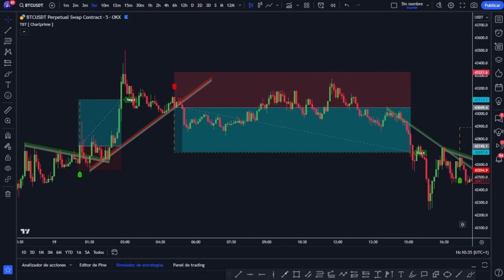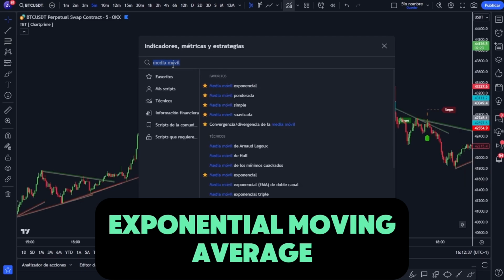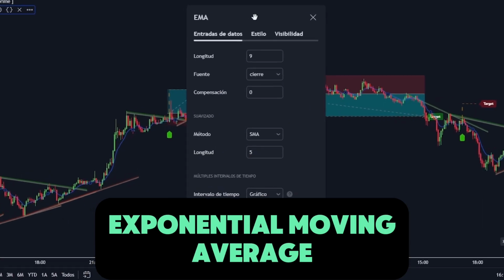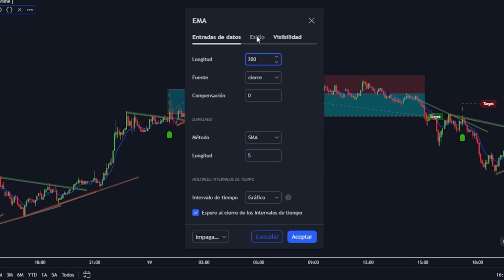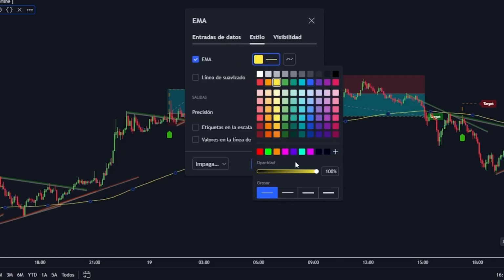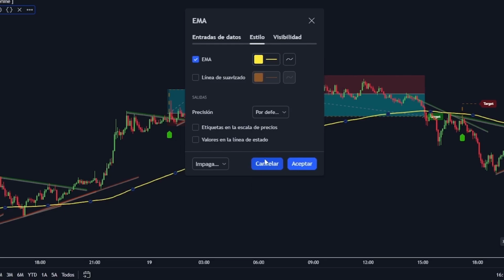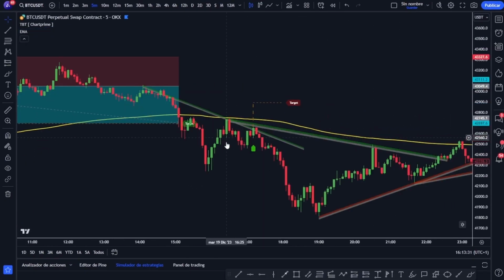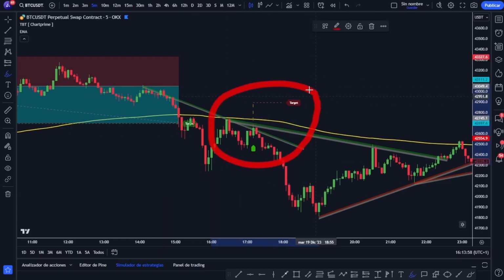We go back to the indicators section and add a moving average. But which one? The exponential moving average. And of course, in the settings, we'll set it to 200 periods. And in the style section, I'll personally set it to yellow and with a slightly thicker line so that it's clearly visible. By placing the 200 period exponential moving average, this will allow us to better filter false signals, since if the price is above the average, we'll only look for long entries, and in this specific case, when it's below the average, we'll only look for shorts, so this entry here would be completely discarded.